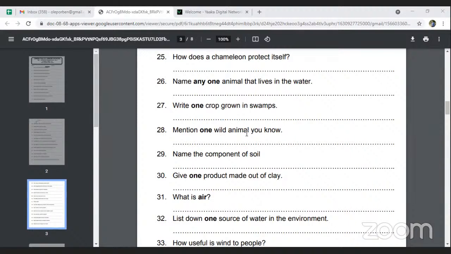Mention one wild animal you know. Anyone. Wild animal you know. Everybody should tell me one wild animal. Lion. Shemaya. Tiger. Elephant. Yes. Shemaya, tell me one.